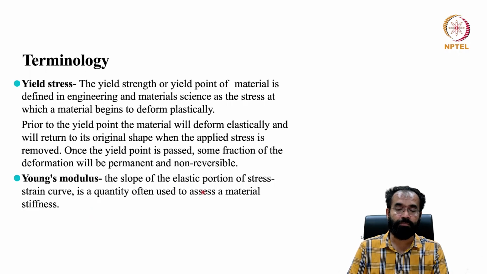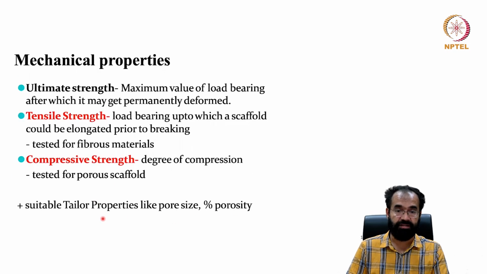Young's modulus, the slope of the elastic portion of the stress strain curve, is a quantity often used to assess a material's stiffness. Then comes the mechanical property ultimate strength, that is the maximum value of load bearing at which it may get permanently deformed. That is what the ultimate strength is. And tensile strength is the load bearing up to which a scaffold could be elongated prior to breaking. So it is tested for several fibrous materials. And then compressive strength is the degree of compression tested for a porous scaffold.